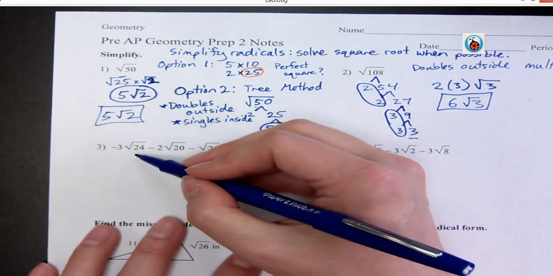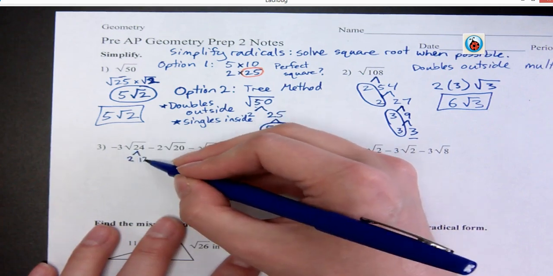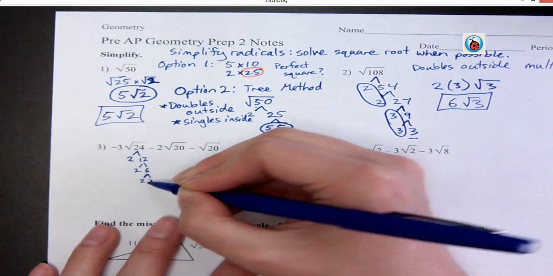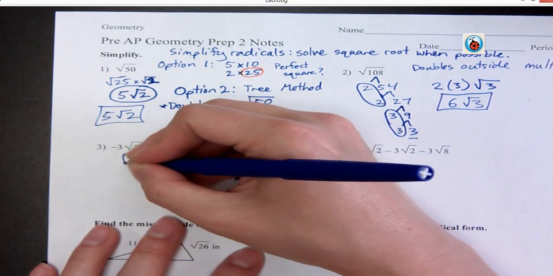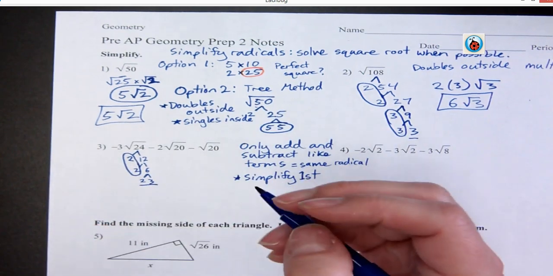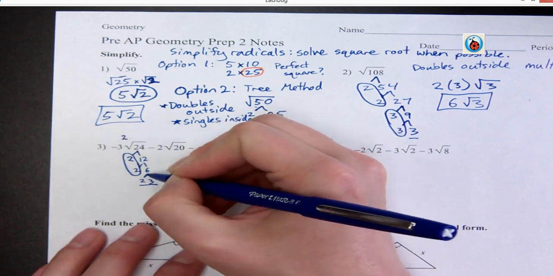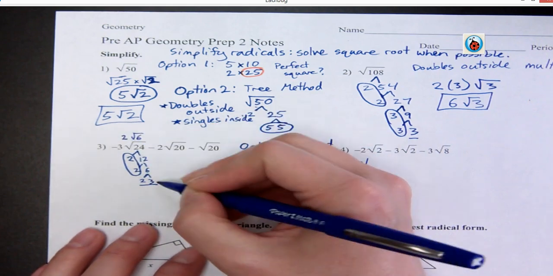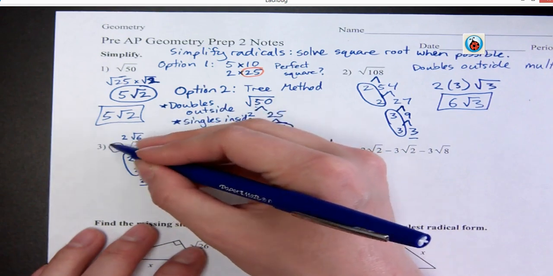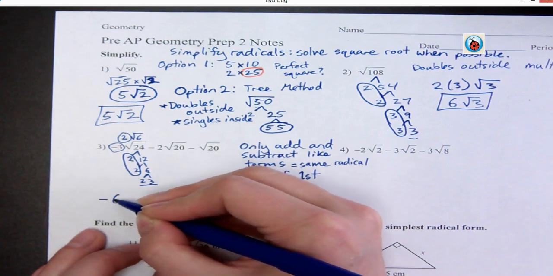Okay, so I'm going to take my 24 and divide it down to 2 and 12, 2 and 6, 2 and 3. So there's my doubles. Those are my singles. And so I take my double goes outside, my singles multiply back to 6 inside. 2 times 3 equals 6. And then, if there's already a number there, I have to multiply those. So that gives me negative 6 root 6.